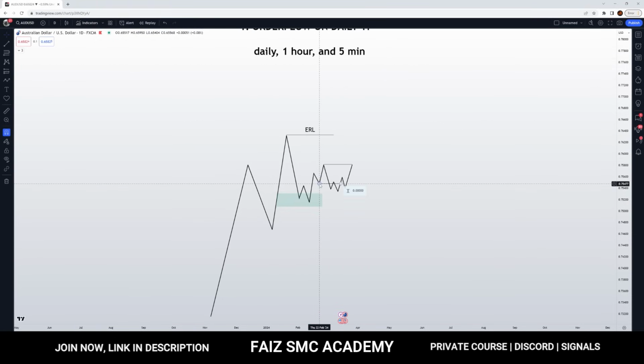All right. Now, another way to take your entry is once you get the market structure shift on the 1 hour time frame, you mark out the extreme fair value gap in this leg, and then you wait for price to come into that, right?